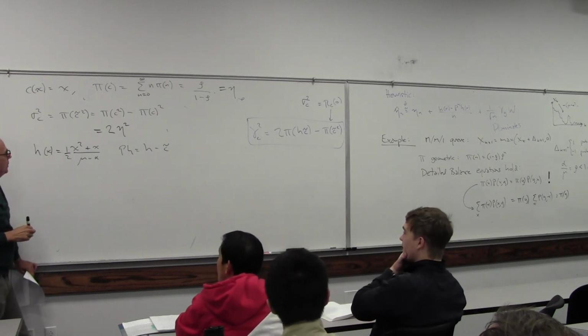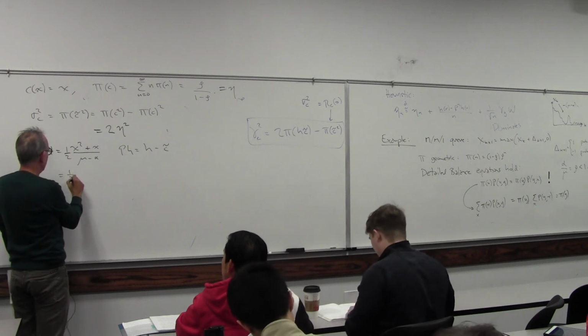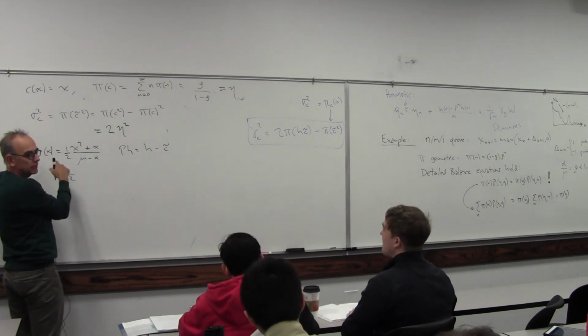But then you go through and you see we've got that mu minus alpha. Let's write this out. That's 1/2. I can take the mu outside.